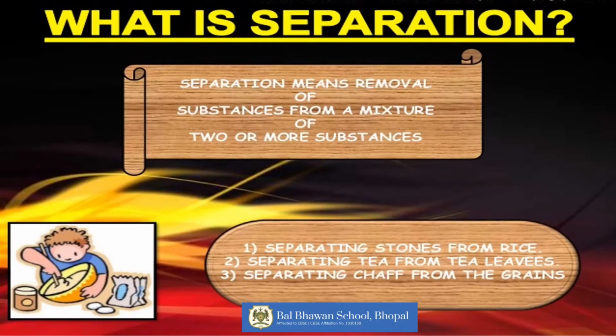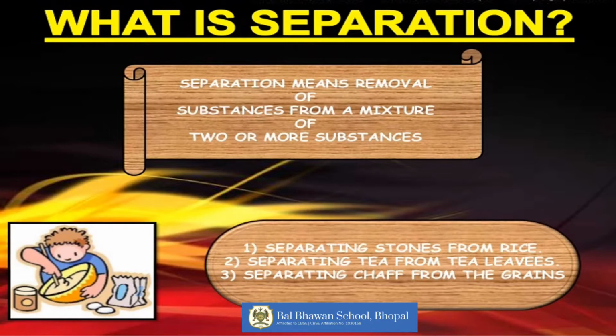Now, what is separation? The word meaning of separation is to remove substances from a mixture of two or more substances. Examples from our daily life include separating stones from rice. This you might have seen when your mother cooks rice. First of all she removes pebbles, or you can say small stones or any undesirable material, from rice, and then she cooks it. Or separating tea from tea leaves.